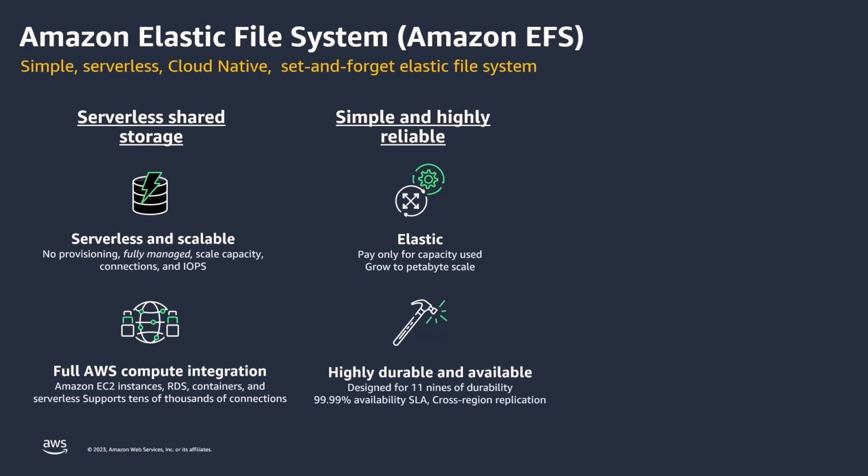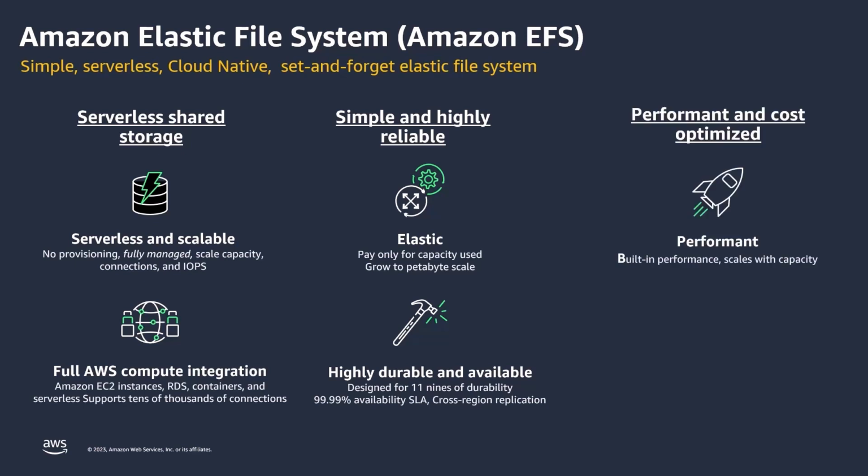Amazon EFS is designed for 11 nines of durability and up to 4 nines of availability. EFS is also performant and designed to provide the throughput, IOPS, and low latency necessary for a broad range of workloads. EFS is cost optimized. EFS provides 4 storage classes with different price and performance characteristics. It comes with automatic lifecycle management to transition infrequently accessed files to lower cost infrequent access storage classes, and it offers intelligent tiering to optimize cost for use cases with variable access patterns.